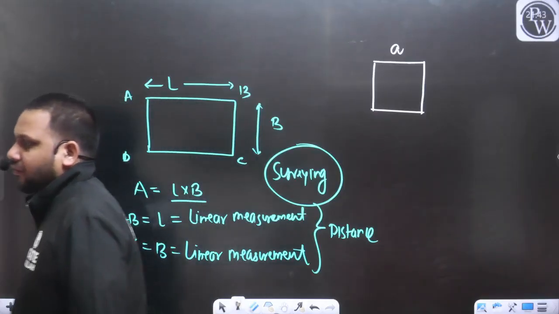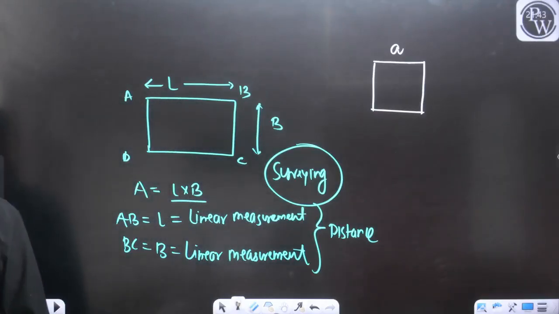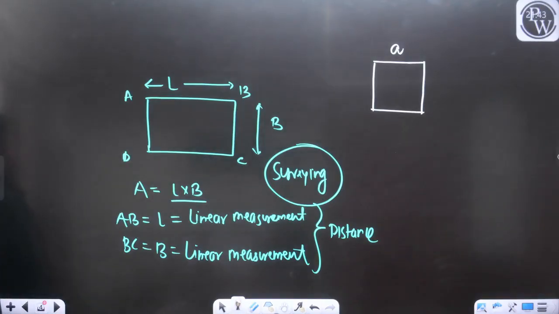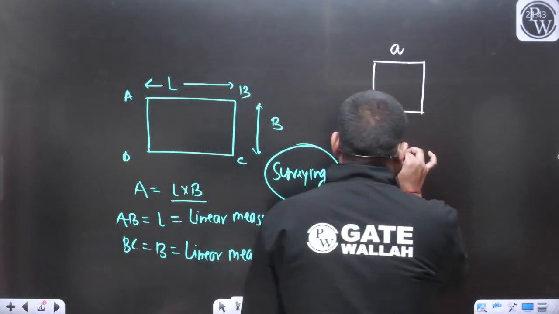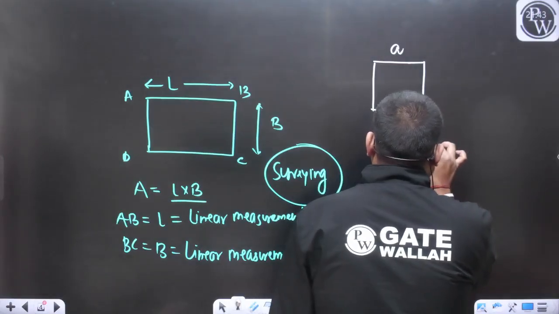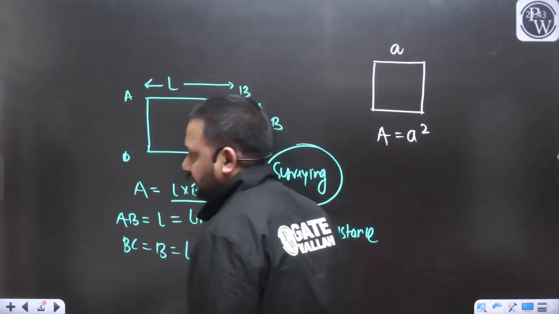Again, you can easily calculate the area for this square, yes or no? What will be the area? Simply you are going to say, sir, area will be equal to A square.